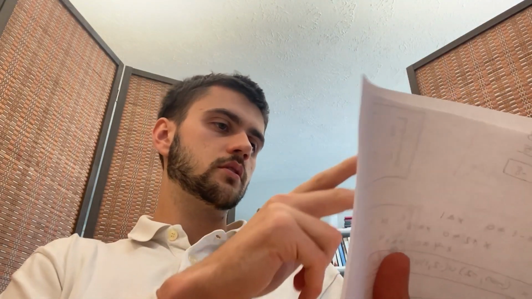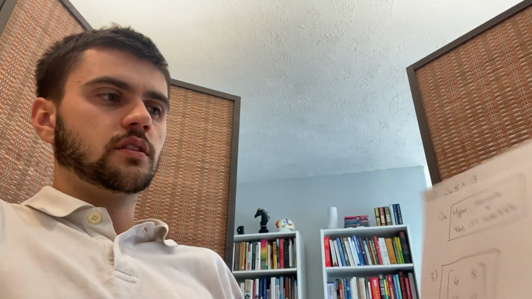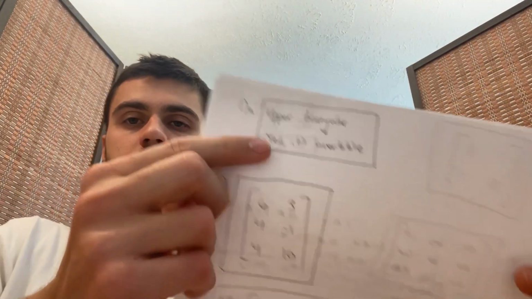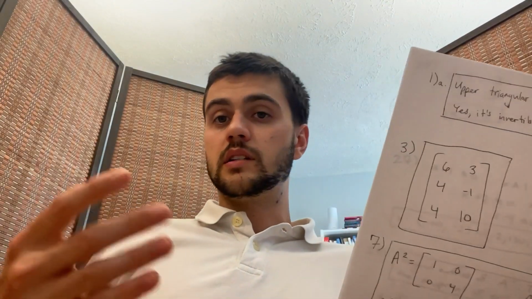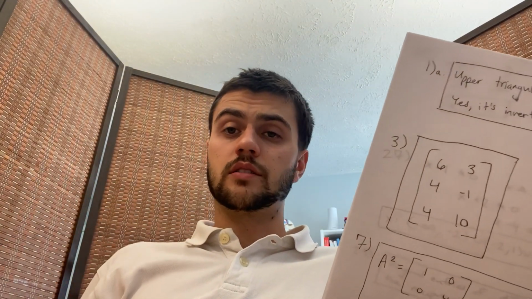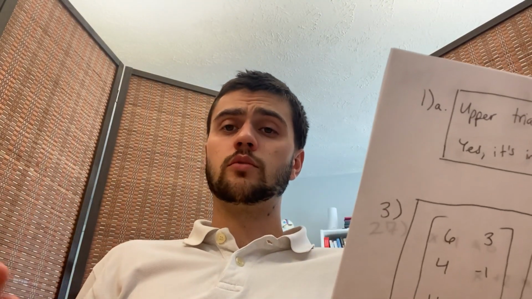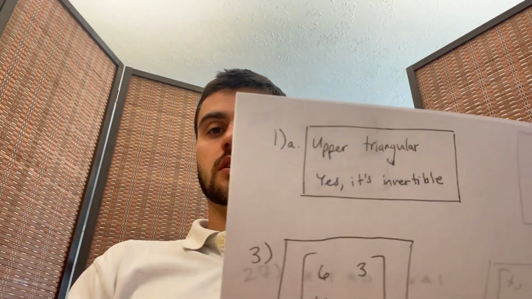I think something's working because I just ripped through 12 different problems. Let's see if I can try to recall what happens. The first one, we were just looking at a matrix saying, is it upper triangular, is it lower triangular, is it diagonal? Is it invertible, just by inspection?